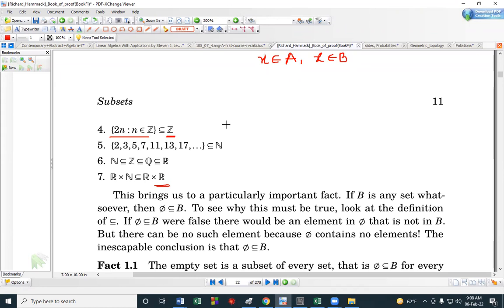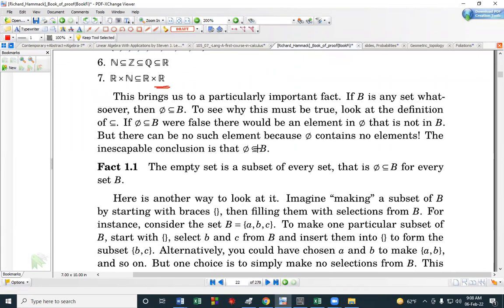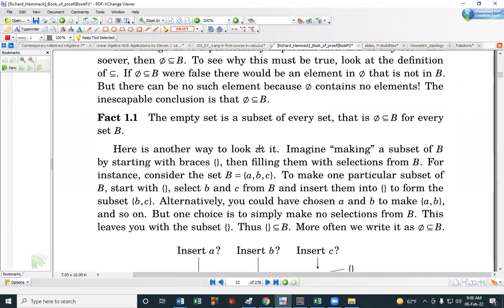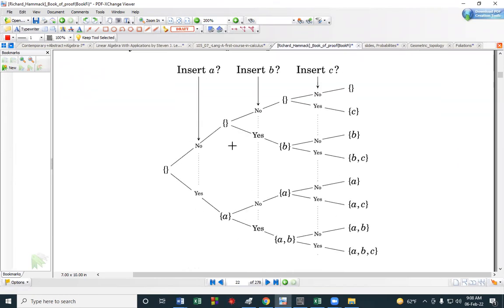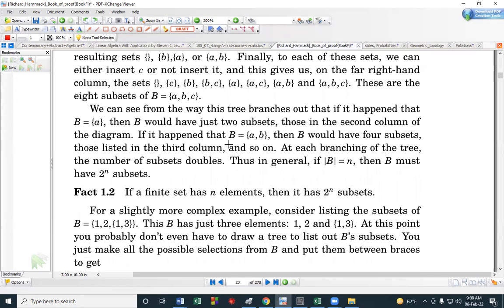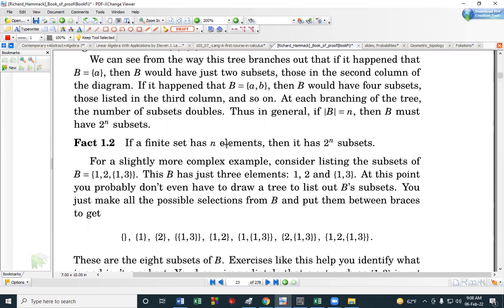Okay, sir. So these are the ideas of subset. The empty set is a subset of every set. Fact 1.1. We tried to explain it. So I recommend you all to read through the text, read everything, and work out every possible exercise. Find any difficulties, share with us. We'll make it easy, hopefully.